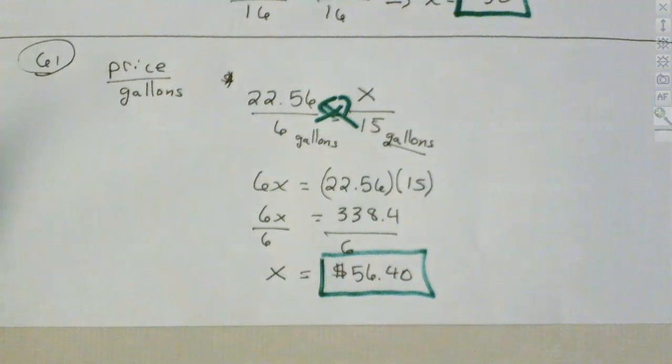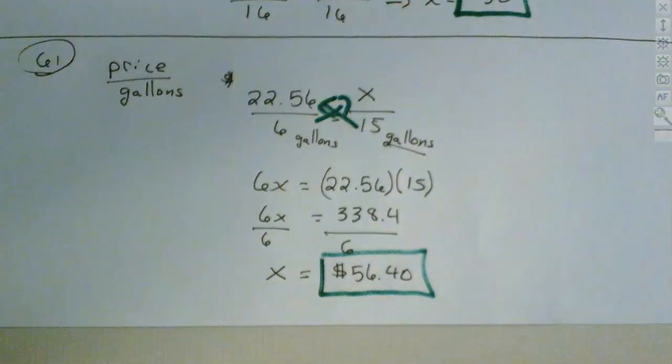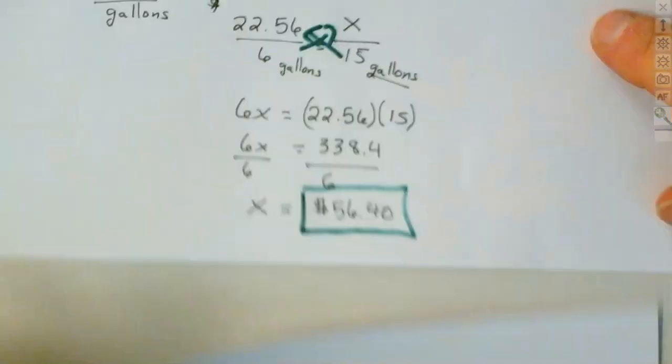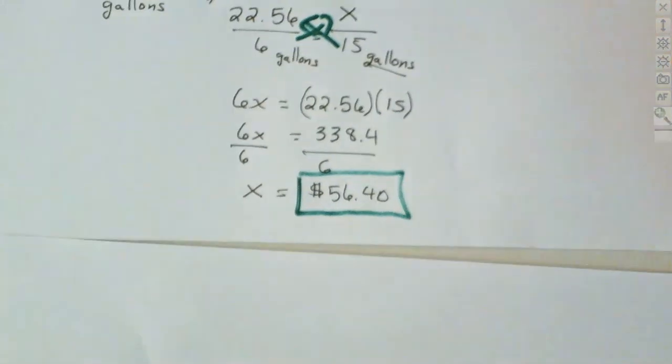Now we're going to do some more of these. They're a little bit different each time, but what we do is we set up a ratio. So they're just setting up a ratio and they're solving them. So these are a little bit different, but let's look at 64.